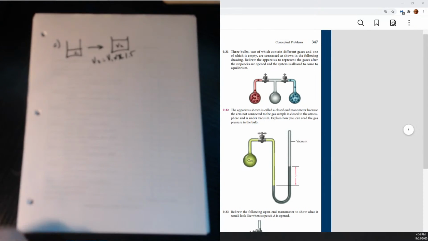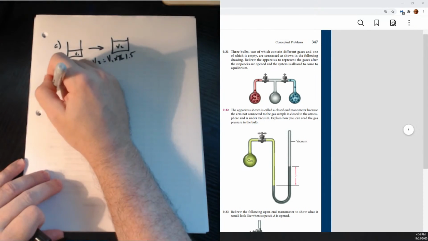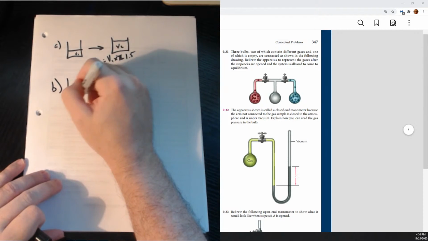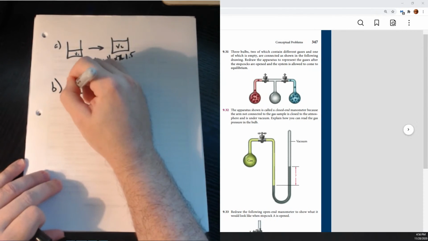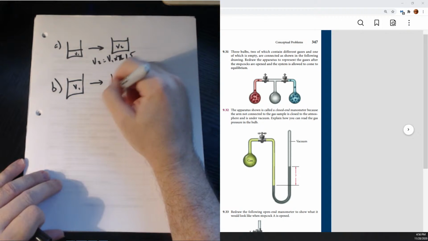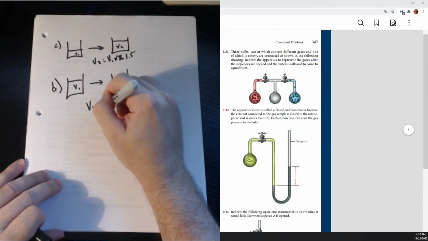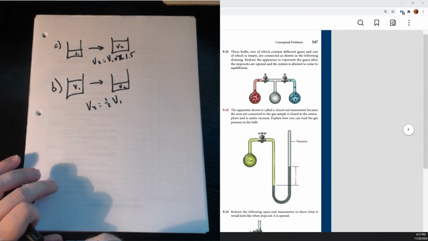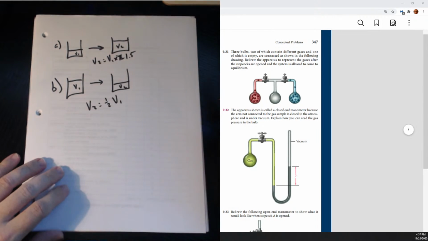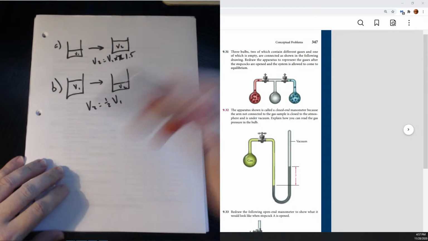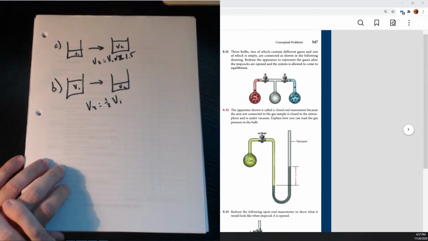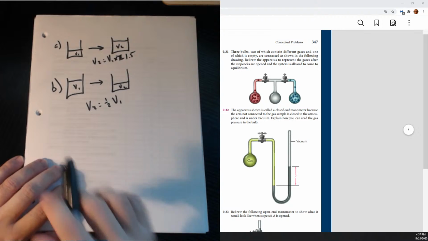All right, B, the pressure is increased from 1 atmosphere to 2 atmospheres at constant temperature. All right, so if you double the pressure, which is what we're doing here, then you're going to cut the volume in half. And finally, C, the temperature is decreased from 300 Kelvin to 200 Kelvin, and the pressure is decreased from 3 atmospheres to 2 atmospheres.